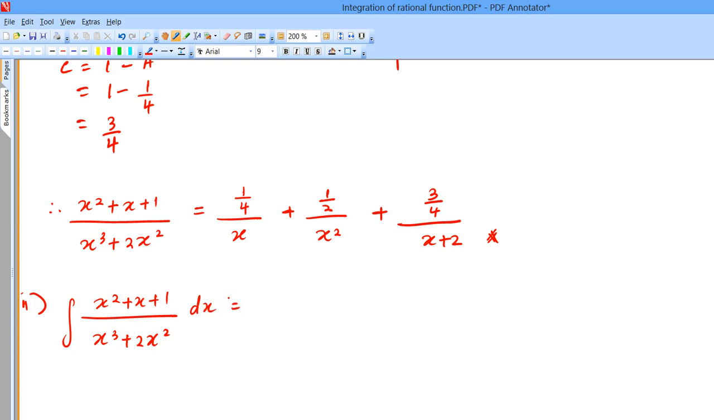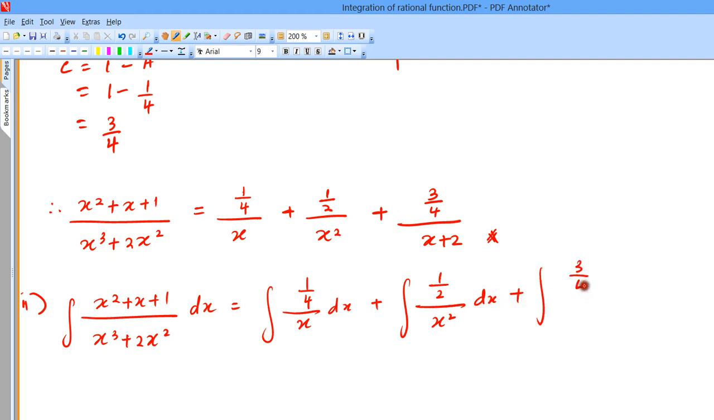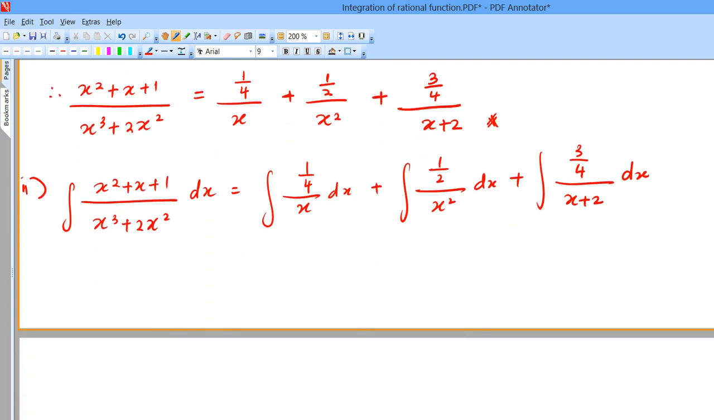equal to, integrate 1 over 4 over x dx plus integrate 1 over 2 over x square dx plus integrate 3 over 4 over x plus 2 dx. And then we can integrate 1 by 1, or term by term. For the first term, we have constant 1 over 4. So we get 1 over 4 ln x.